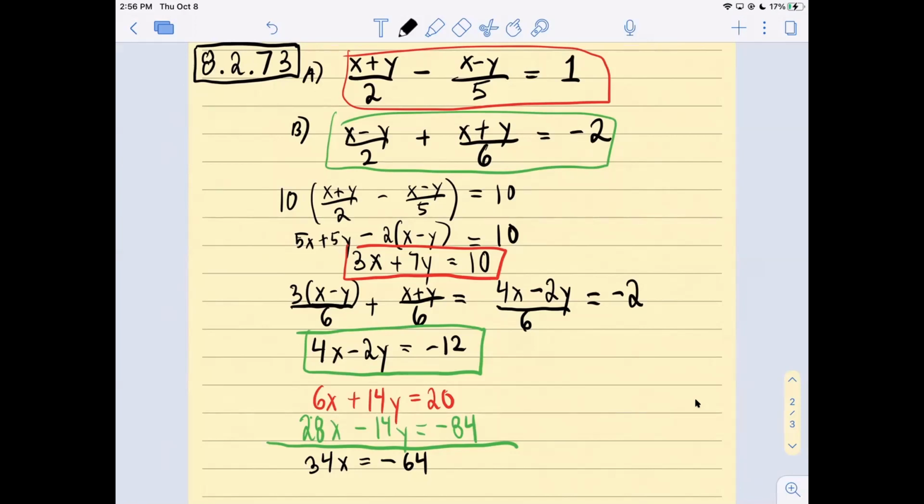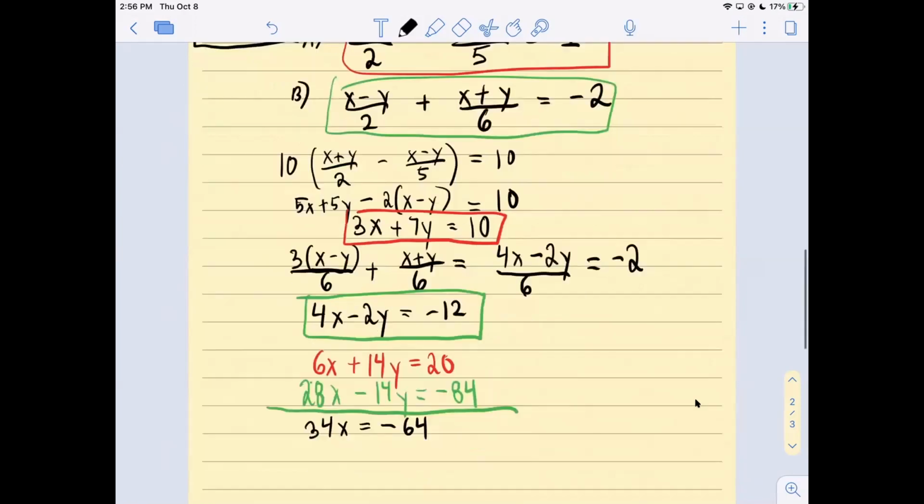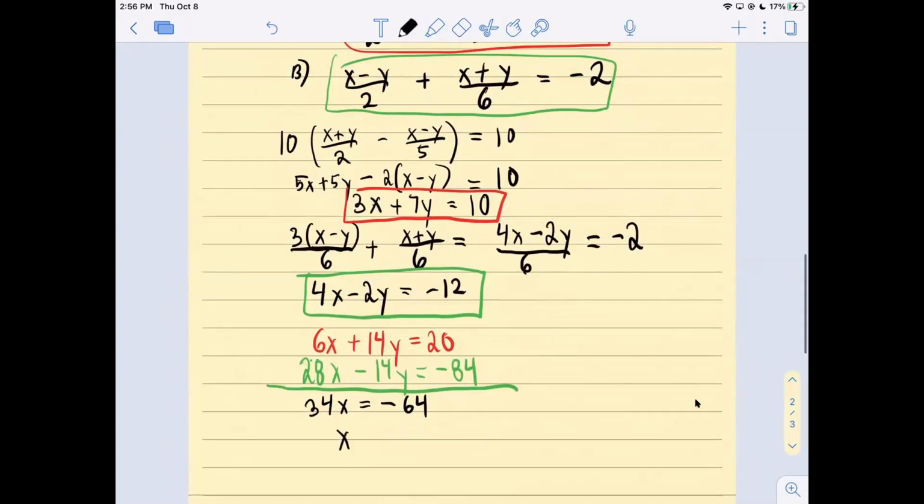What would it simplify to? Yeah, I don't think it would be very nice. So x would equal negative 64 over 34. And I really don't like it when you get fractions in systems of equations, because then you need to either solve for y by doing another elimination, or plug a fraction into an algebra equation, which is kind of annoying. So this would be negative 32 over 17. So it's a fractional answer, and that's okay. And then you'd also plug this in and solve for y.